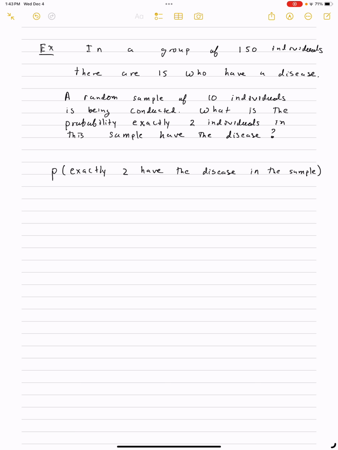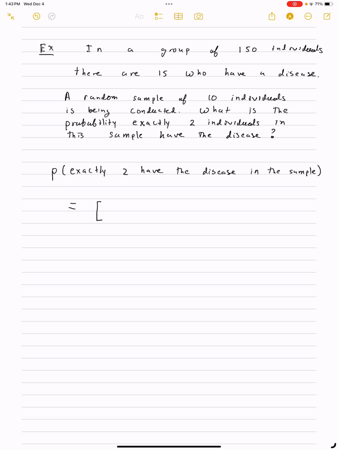Well, if we're going to calculate probabilities, there's a theoretical probability and there's observational data formula for calculating probability. Here we don't have any data, so we have to use the theoretical probability. The theoretical probability says it's the number of ways that the event occurs divided by the total number of outcomes.